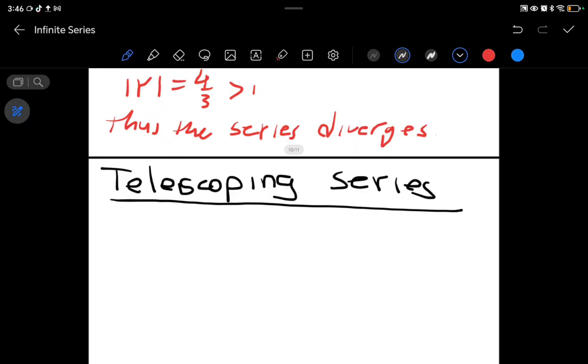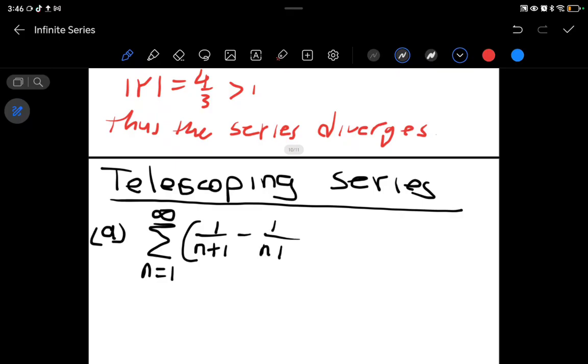Now we're given this first question. They say we're summing from n equals 1 up until infinity of 1 over n plus 1 minus 1 over n plus 2. What this tells us is that for us to compute this, we need to find the partial sums, and the partial sum Sn is equal to the following.